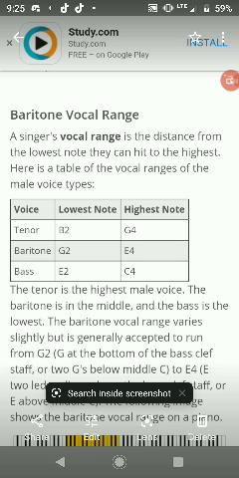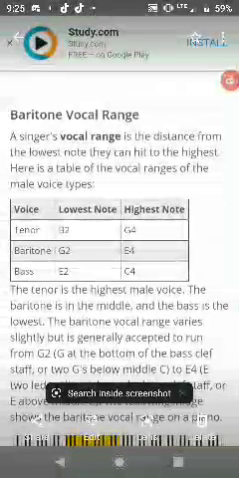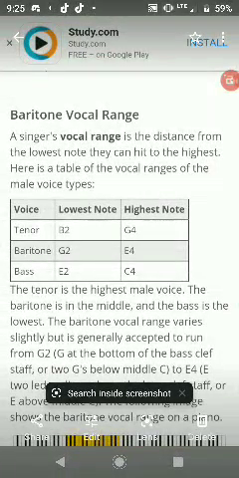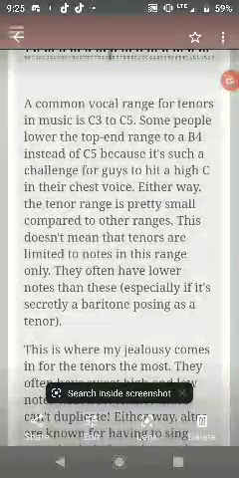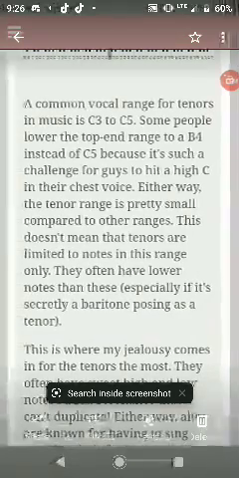So that's why I'm showing here that none of the places you're citing designate tenors as low as you're saying they should sound. Okay, another place says tenors are C3 to C5. This is a common one. I often see C3 to C5.